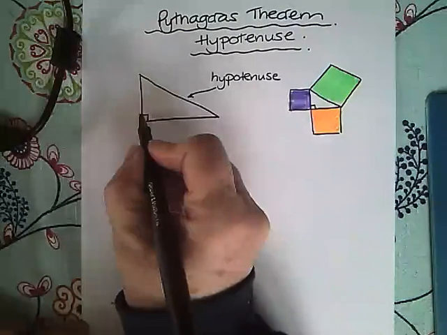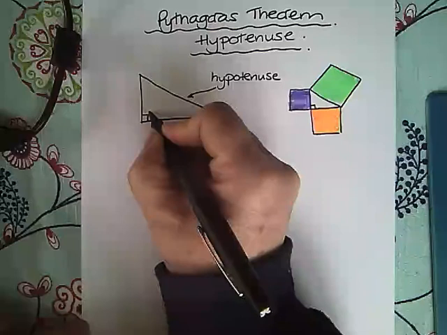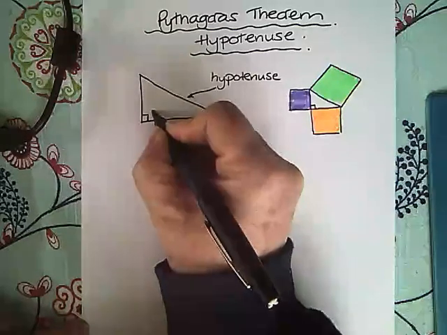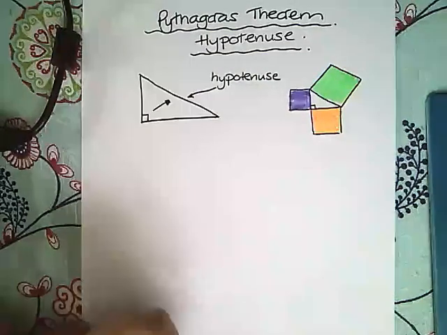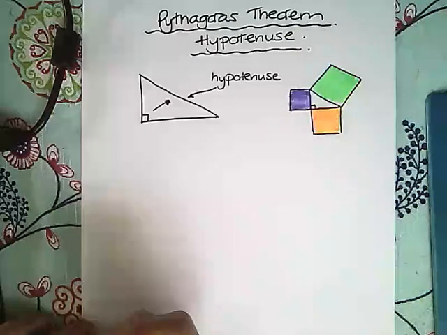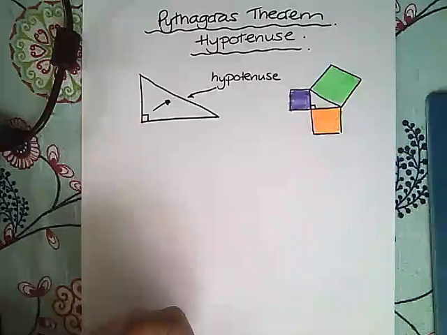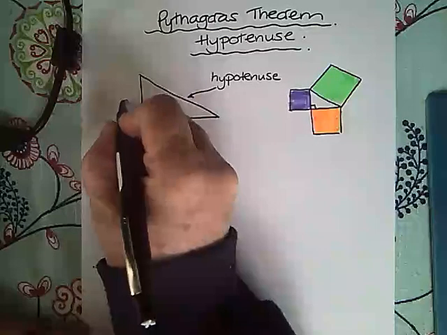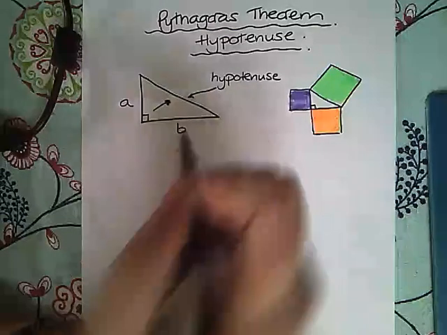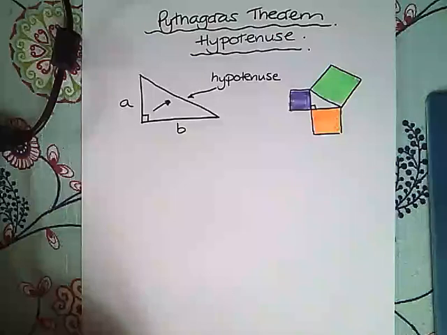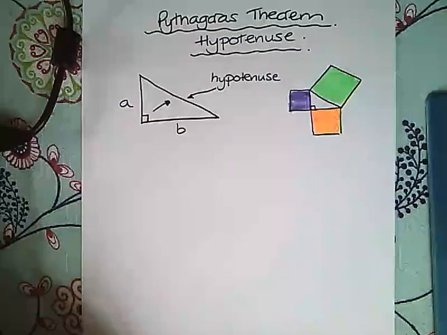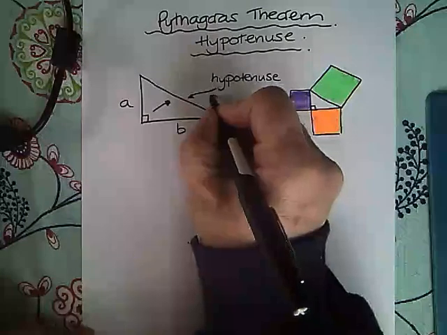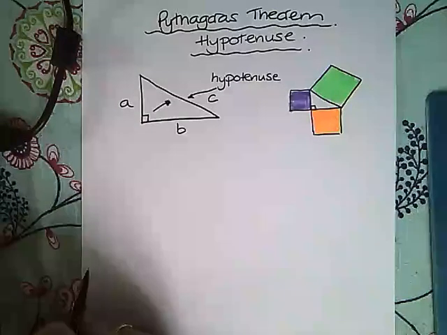So this has got a right angle, and the pointy bit of the right angle always points towards the hypotenuse. The other two sides, it doesn't matter what we call them, so we're going to use two letters, a and b, for those, and it doesn't matter which way round they are either, so if you have them the other way round, this still works. And we're going to call the hypotenuse c, and that's how we always write Pythagoras' theorem.